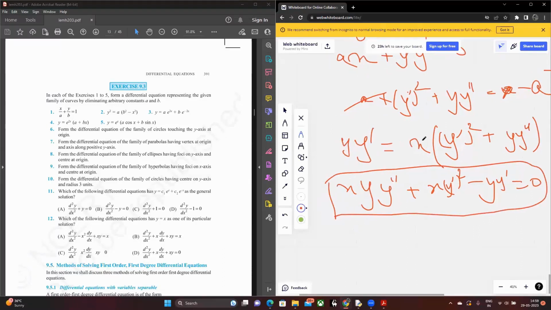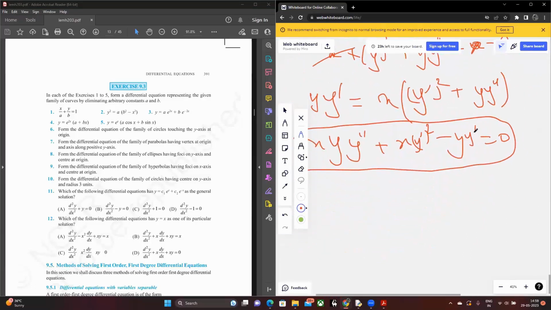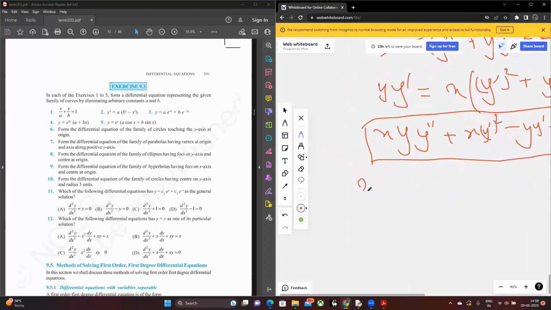And that is your required differential equation. To form this, what you do is eliminate the two arbitrary constants however necessary. So you have xy d squared y by dx squared plus x into dy by dx the whole squared minus y into dy by dx equals 0. That's the required equation.